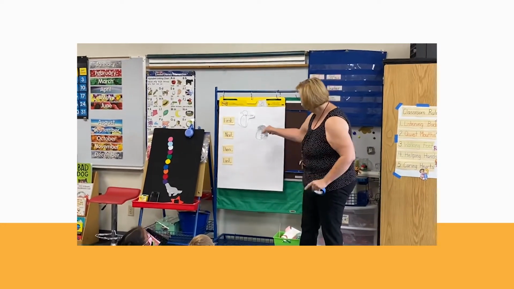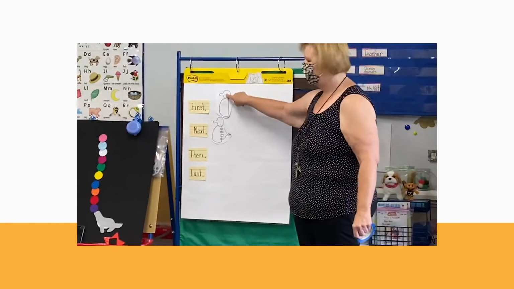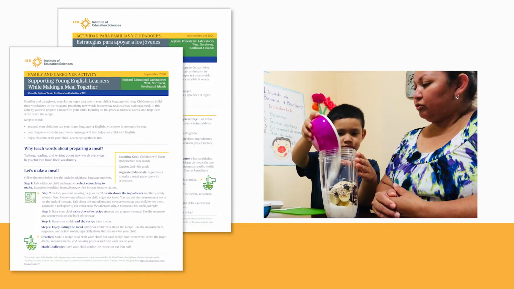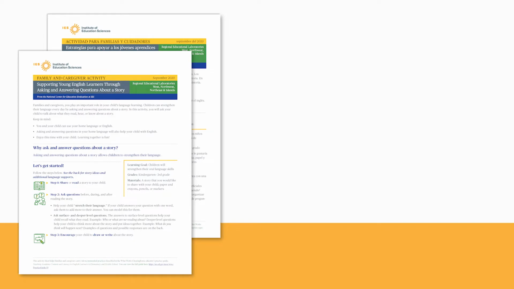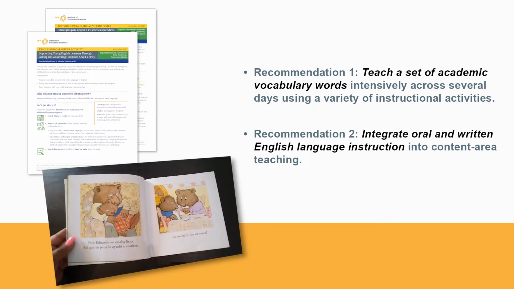Next, we'll see how the teacher introduces sequential vocabulary in two content areas, language arts and fine arts. Then, following the classroom video, we'll see how a family extends and reinforces the classroom learning by using the Making a Meal Together FCA. In this first clip, the mother uses the FCA asking and answering questions about a story, which is based on recommendations 1 and 2 in the practice guide. She has her daughter practice a set of vocabulary words and integrates oral and written language instruction by engaging with a story through structured dialogue while focusing on the academic vocabulary of sequence.